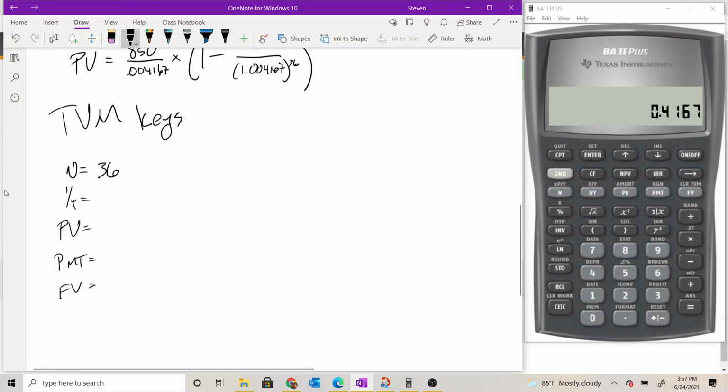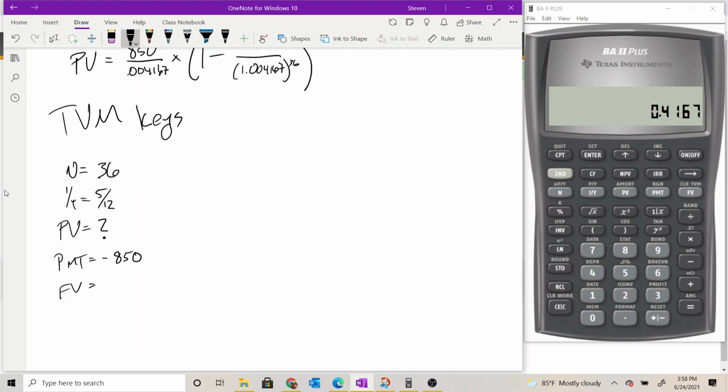Our interest rate per year, instead of writing the 4 decimal approximation, I'm going to write in 5 divided by 12 to remind myself that I actually want to have the calculator do that division before I plug it in. I don't want to type in that 4 decimal approximation. Present value is what we're looking for, so put a question mark there. Payment, looking at this from the perspective of the borrower, that's going to be a cash outflow of $850.